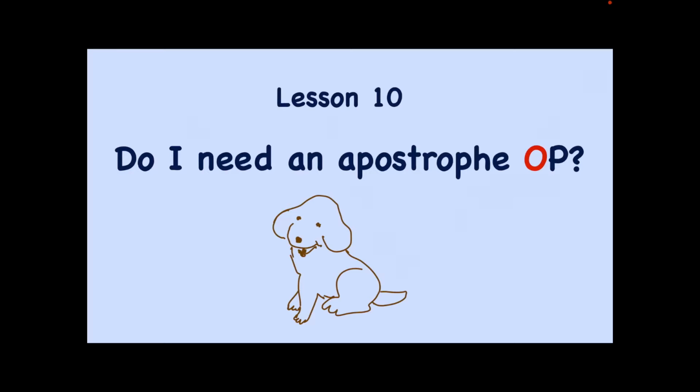Hello again. We are going to take another look at using an apostrophe when we have omitted a letter. And we're just going to be using the letters that we have covered. Our wee story is all going to be about this little puppy.